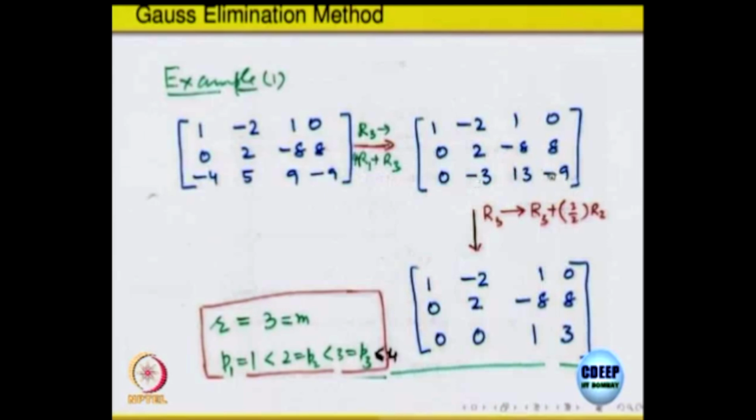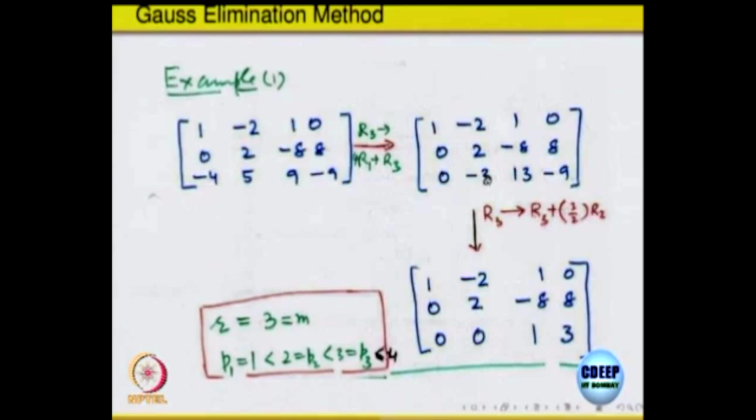Okay. And now what I want: here it is 0 0, and here there is a non-zero coming at the third row. If possible, I would like to make it 0, right? So what should I do? I take this row, and I can multiply it by 3 by 2. Then what will be the entry here? 1, right? I want to add it, okay?